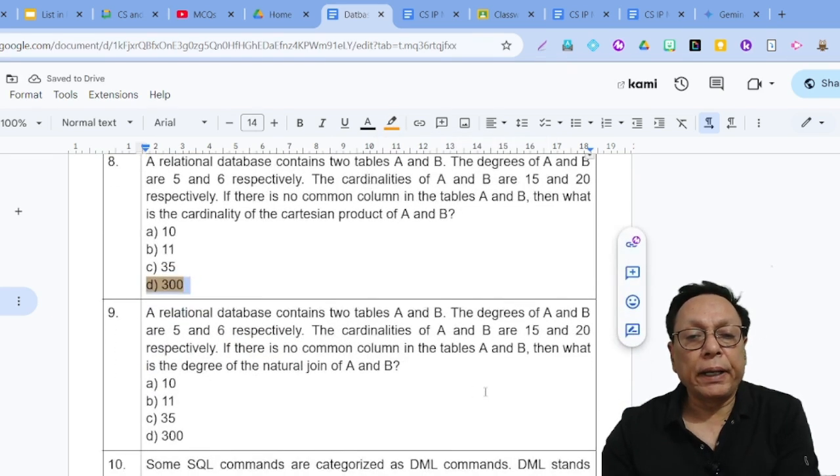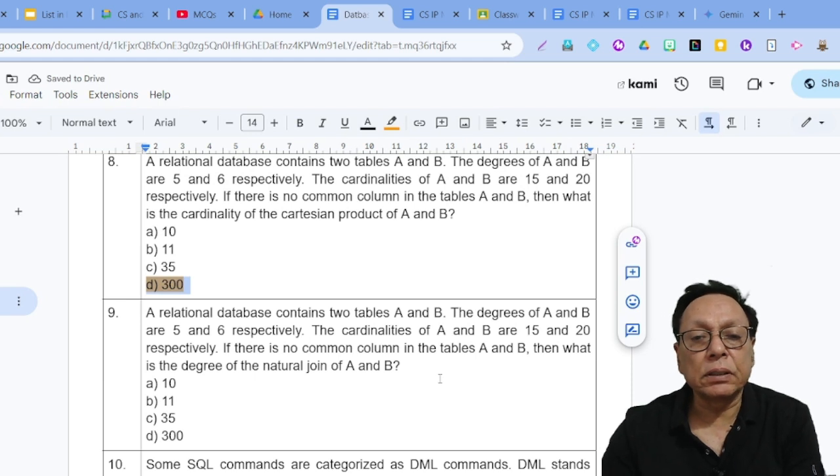Now the question number 9. A relational database contains two tables A and B. The degrees of A and B are 5 and 6. The cardinalities of A and B are 50 and 20. If there is no common column in A and B, then what is the degree of the natural join?